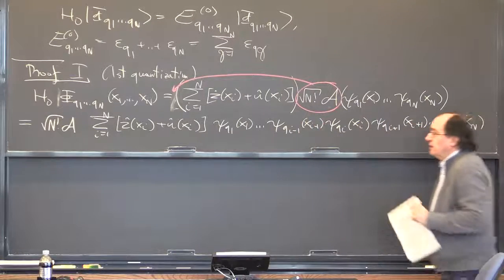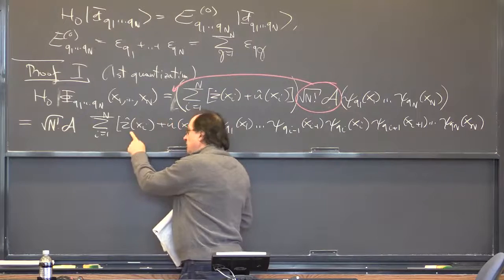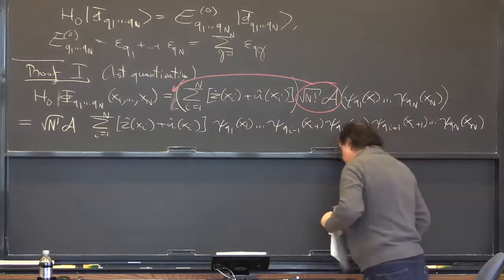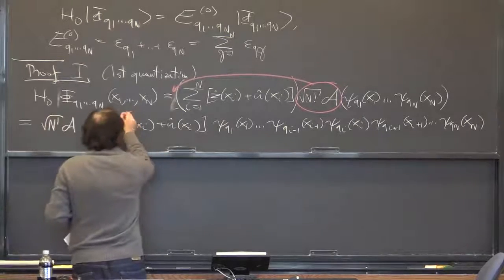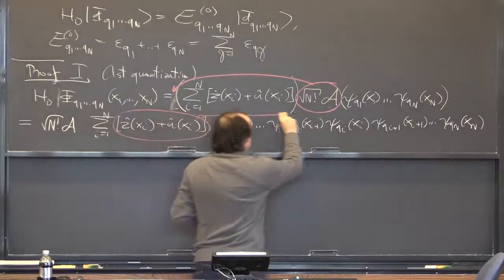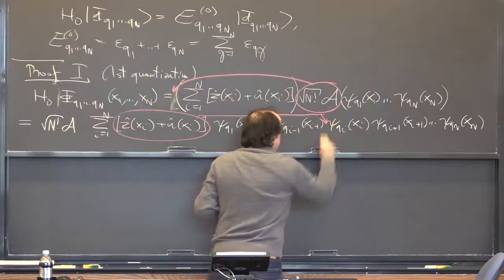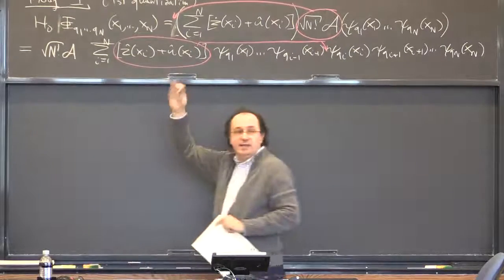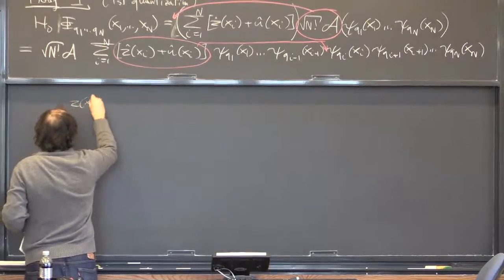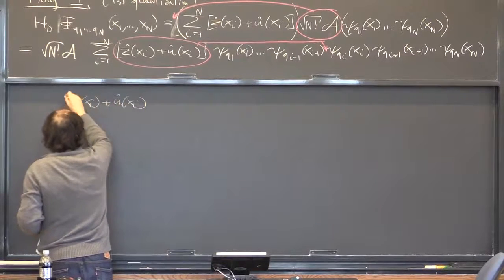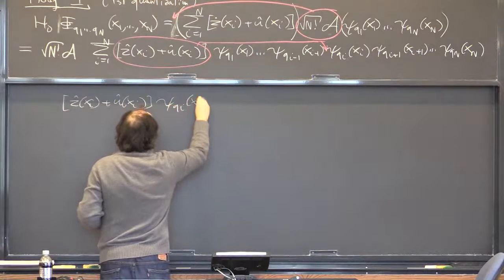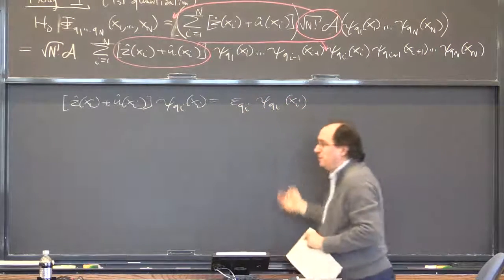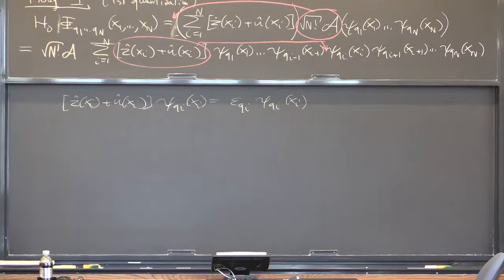Well, let's think about this expression. For a given value of I in the summation, z plus u that we have here will act on this particular spin orbital only, nothing else, okay? So this operator for a given value of I acts only on psi qi in this expression. So you can stick it here, and then you can use the fact that psi q's are eigenstates of z plus u by definition. In other words, we know that z xi plus u xi acting on psi qi xi gives you epsilon qi times psi qi xi. This information comes from our choices of how our single particle states are defined.